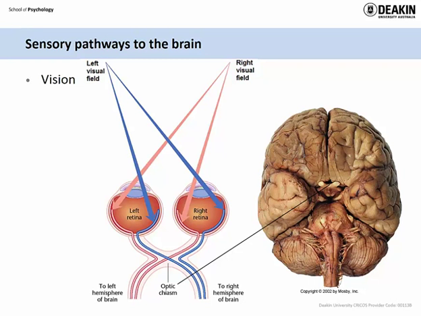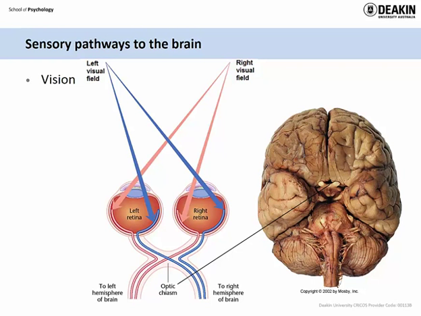You can see that with vision, light coming from the left half of the visual field, so coming from the left of whatever you're looking at, will go to the right half of your retinas, the right half of your eye. And that information, which is coloured here in blue, goes to the right hemisphere, whereas light coming from the right visual field goes to our left eye and continues on to the left hemisphere.